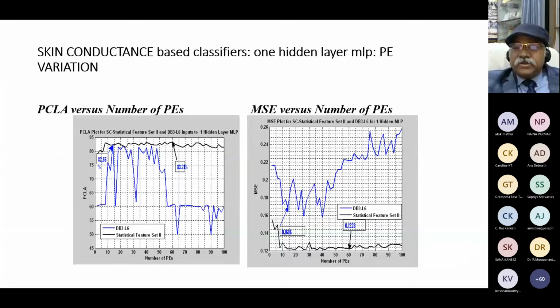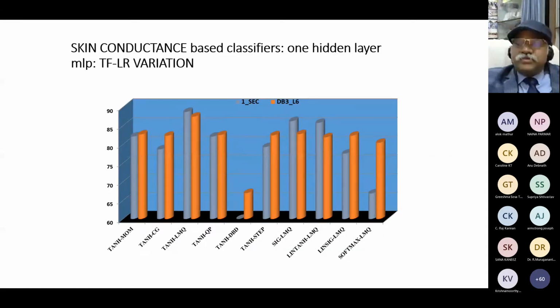There are two important parameters for checking any classifier. Here, if you see, the black one is the statistical feature set, and the other is the wavelet feature classifier; both are compared in terms of accuracy. Here it looks like the statistical feature set is performing better than the wavelet DB3. In the second one, MSE, it has to be on the lower side. Correspondingly, here again the statistical feature set is showing lower error, like that. So, skin conductance based classifiers, one hidden layer MLP.